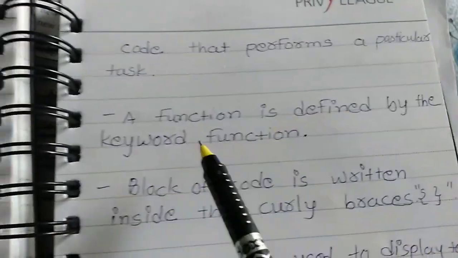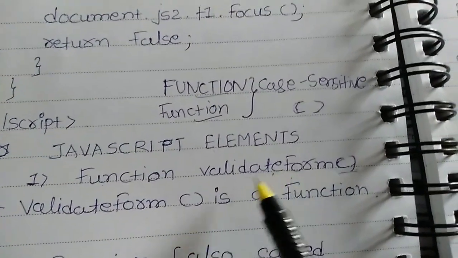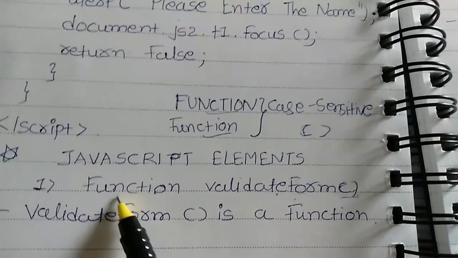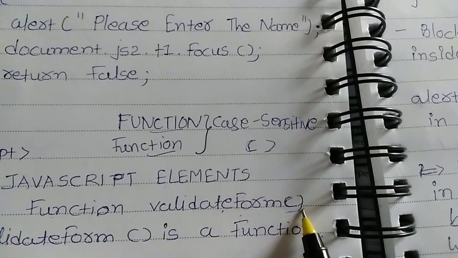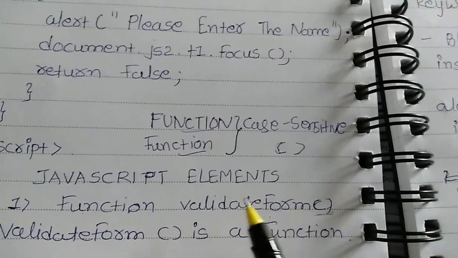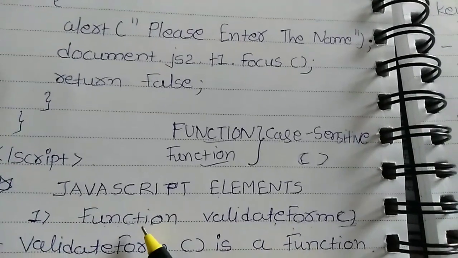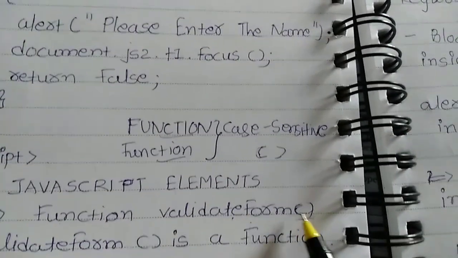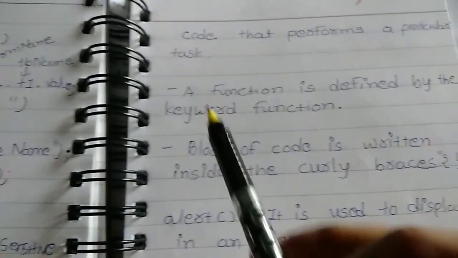A function is defined by the keyword function. How can you know validate form is a function? Through the keyword function. And second is the opening and closing bracket. These two are the identity of a function. So a function is always defined by the keyword function, and you have to compulsorily write opening and closing brackets.